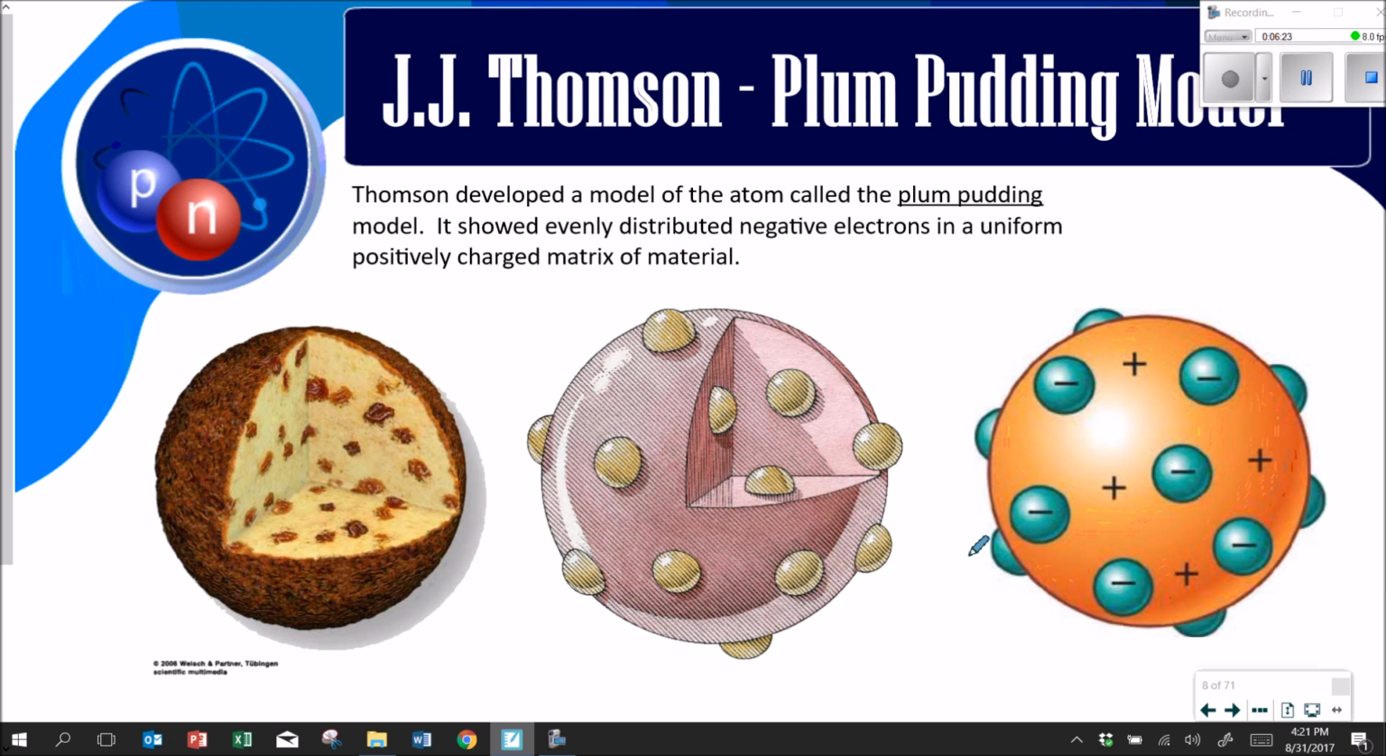What Thompson developed from his experiments was the Plum Pudding model of the atom. The Plum Pudding is a British cake which has raisins in it. So he compared the raisins to the electrons. Probably a better analogy for us would be a blueberry muffin. But what he said was that there were negative electrons which were evenly distributed in the atom in a matrix of positive charge or matter around those electrons.